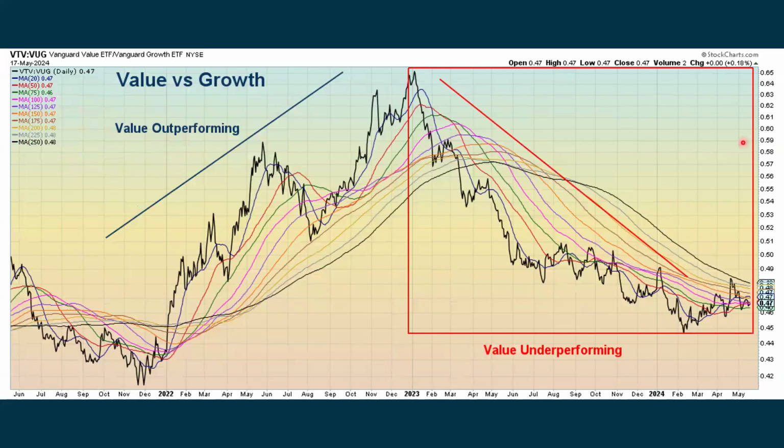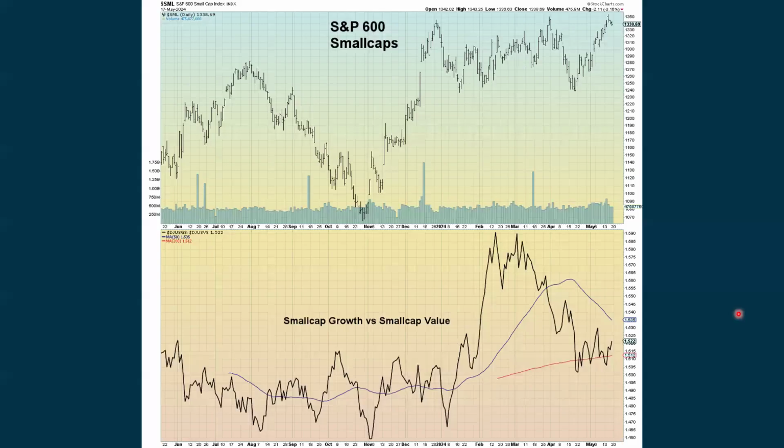And here's that same thing, only inverted, showing how value is underperforming growth. We didn't quite get up to this 250 period moving average, but we're still inside the rainbow itself. Then we break this down a little further. We look at small cap growth versus value, and it's not really moving to the upside.